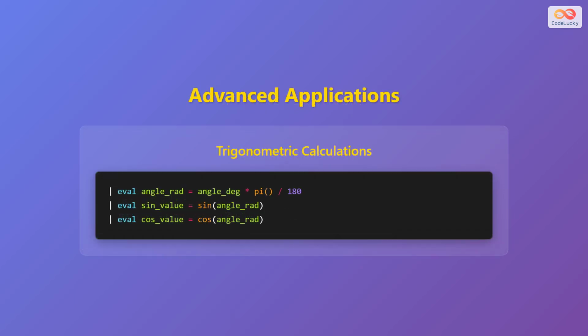The Pi command becomes particularly powerful when combined with trigonometric functions. In this example, we convert degrees to radians by multiplying the angle in degrees by pi and dividing by 180. This conversion is necessary because Splunk's trigonometric functions like sine and cosine expect input values in radians rather than degrees. Once we have the angle in radians, we can calculate sine and cosine values using the converted angle.